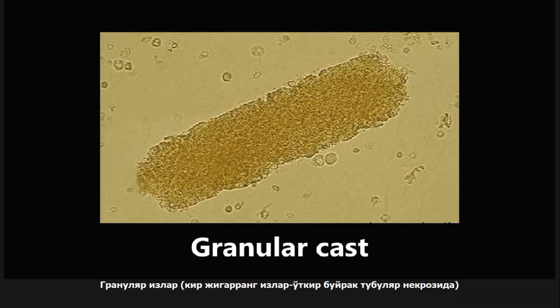The next image here is going to be an example of a granular cast, also called a muddy brown cast. It's brown, it's ugly, muddy looking. That's kind of why it gets its name, as you can see. And the association that you want to make with this is acute tubular necrosis. So if you see an image of this, you want to be thinking about acute tubular necrosis.